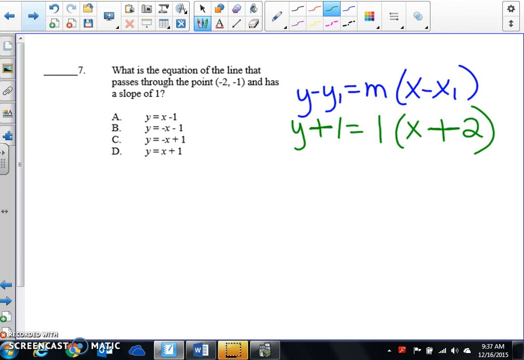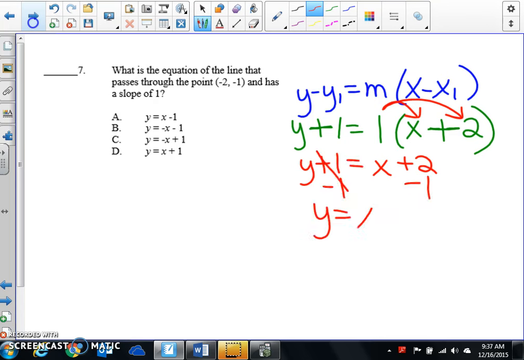It looks like, looking at my answer choices, they want it in y equals mx plus b. So I have to distribute. 1 times x is x. 1 times 2 is a positive 2. And now I subtract 1 on both sides. So y equals x. 2 minus 1 is a positive 1. So y equals x plus 1.